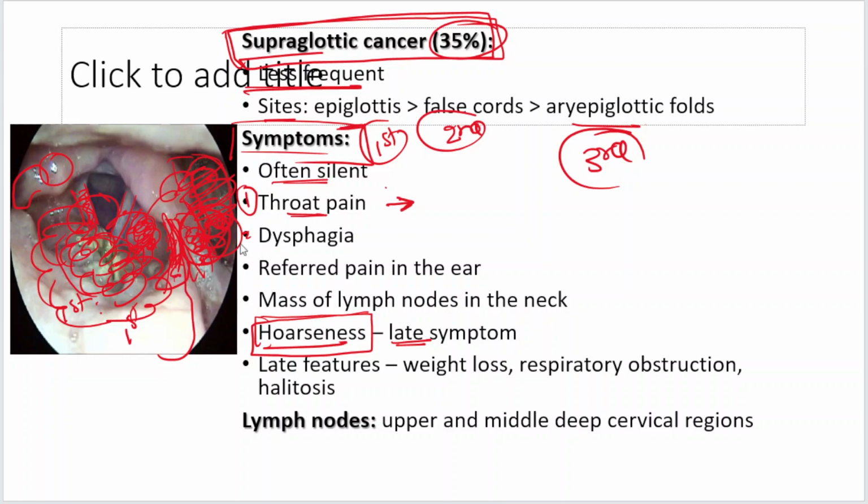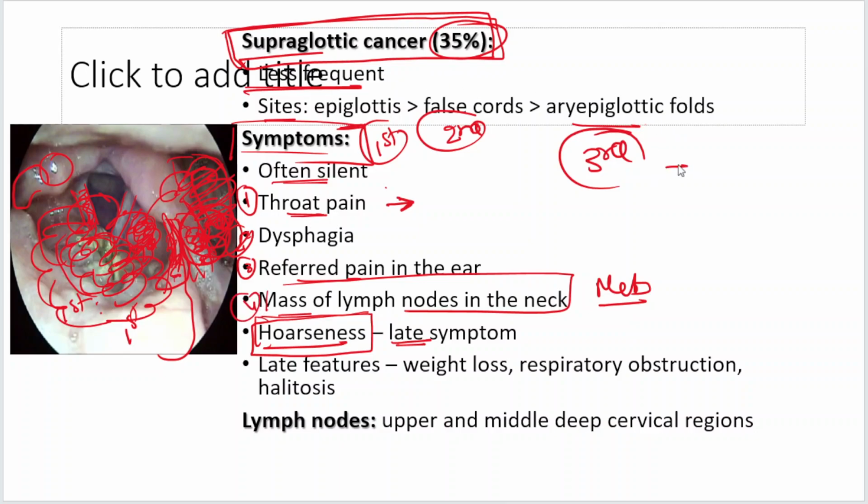Then you have dysphagia, and referred pain in the ear because of infiltration of the vagus nerve, because that is supplying both the ears and the throat. A mass of lymph nodes in the neck means the patient already has a neck metastasis. So these are the 4 ways the patient with supraglottic carcinoma is going to present to you.